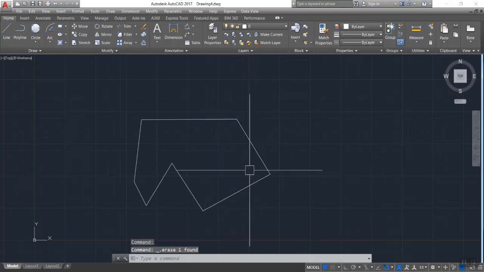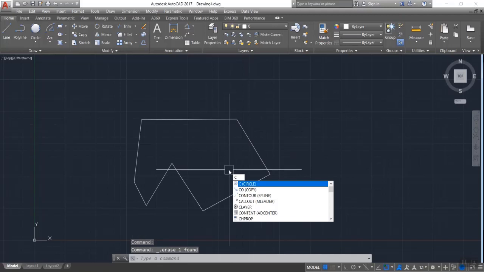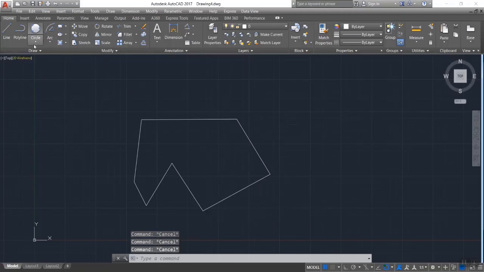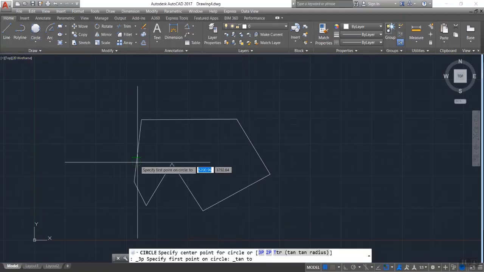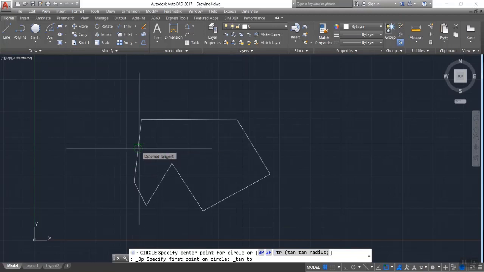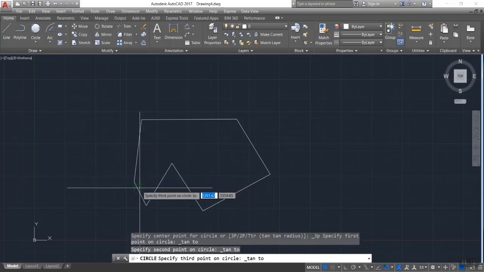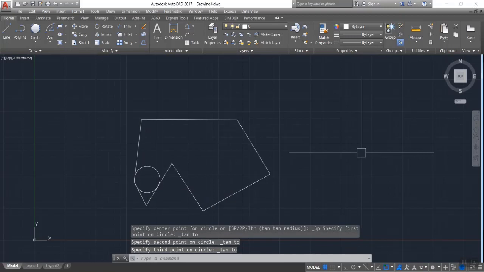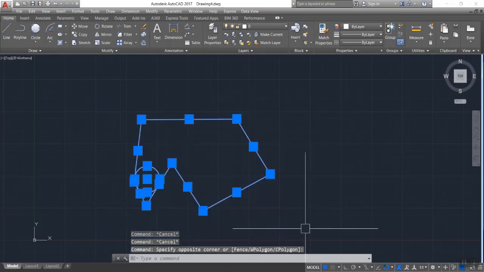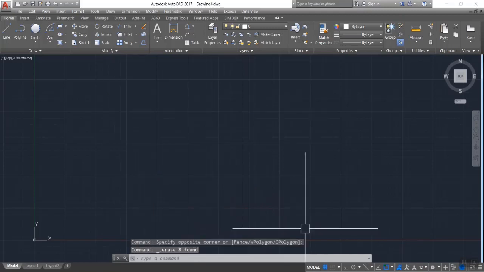Same case, let's see a smaller one. There is no command for tan, you can select tan. First tangent, second tangent, and the third tangent, smaller circle. So these are the different methods to draw tangent circles.